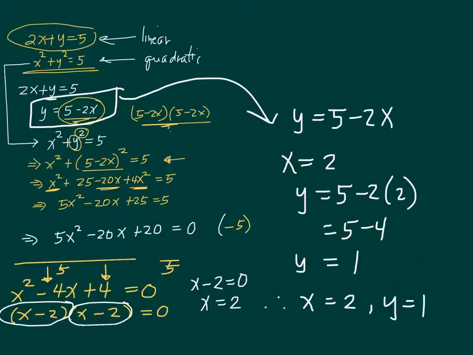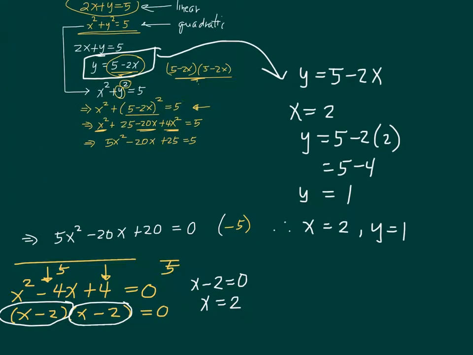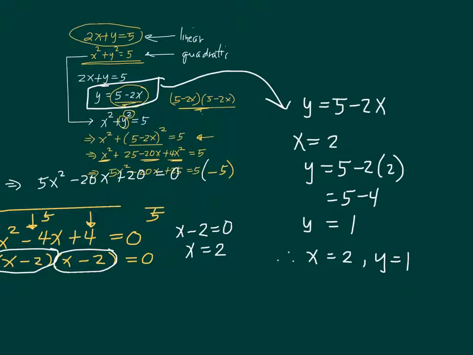Now, in solving simultaneous equations, there is a way to know if your answer is correct. So all you have to do, let's move this here, is to go back to the original equations. So we have 2x plus y equals 5, and then x squared plus y squared is equal to 5.